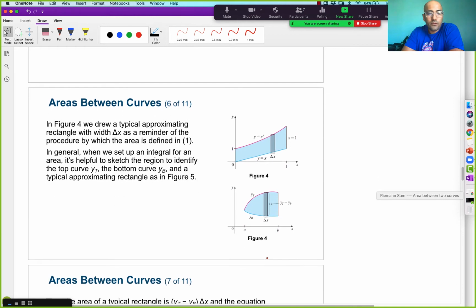Good. Okay, so in figure 4, we drew a typical approximating rectangle with a width of delta x as a reminder of the procedure by which the area is defined. Just begin by drawing a typical rectangle somewhere in the middle. Think about where the width of it is and where the limiting factor is going to come. We're going to make the delta x's super thin, so that means we're going to end up with a dx. And then we need some function that tells me the heights of those. So it'll be some function of x, which gives me an output of y for the red function, and some function of x, which gives me an output of y for the blue function down here, and then we subtract them.